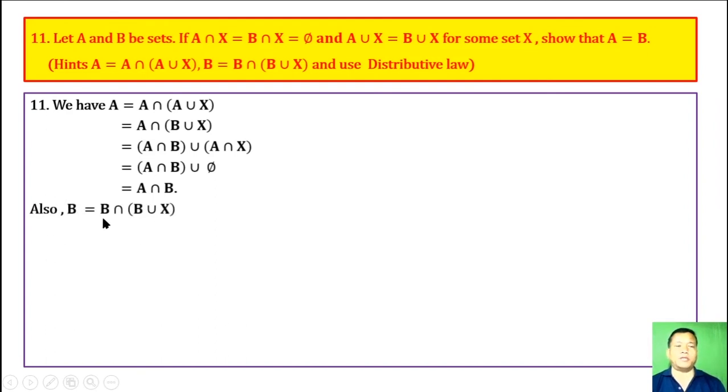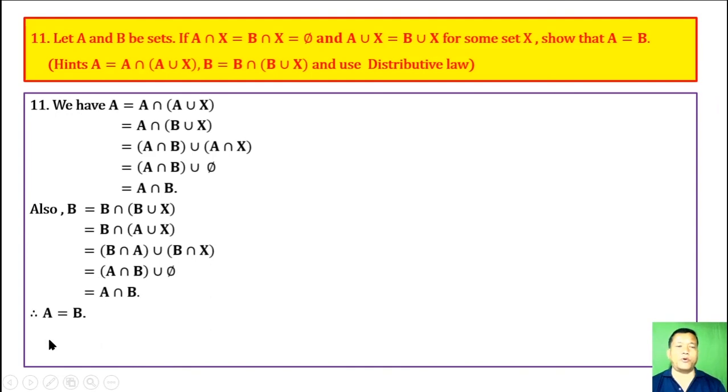Also, B can be written as B intersection (B union X). B union X can be replaced by A union X. Applying the distributive law, (B intersection A) union (B intersection X). B intersection X is already equal to phi. Their union is A intersection B. These two right sides are equal, therefore the two left sides are equal. Therefore A equals B.